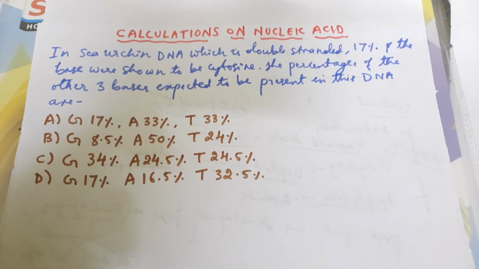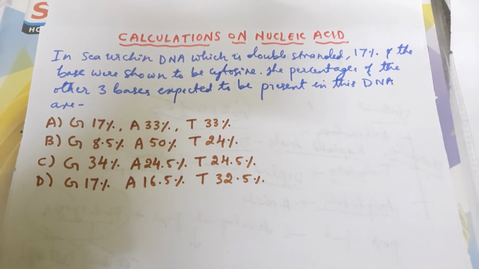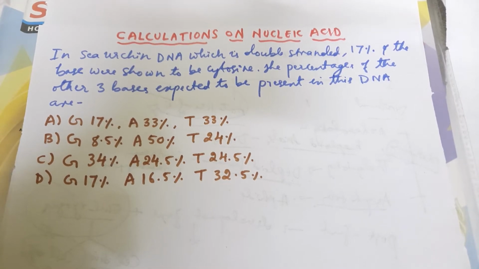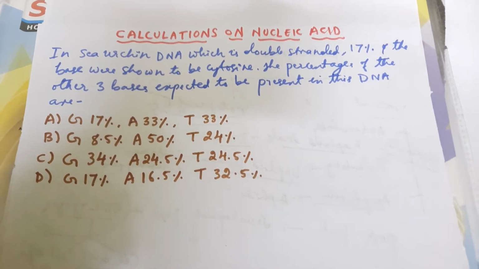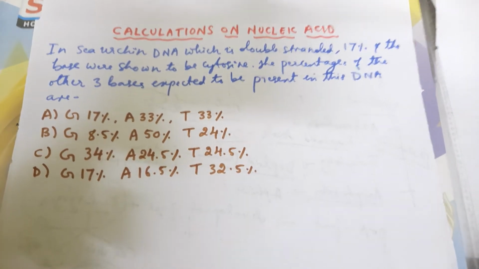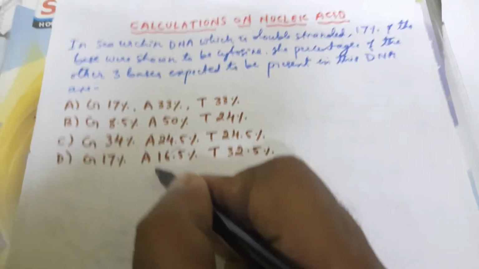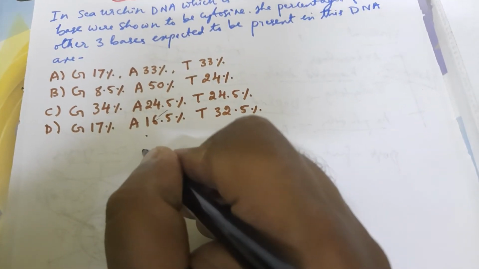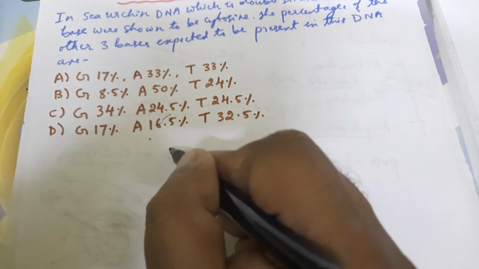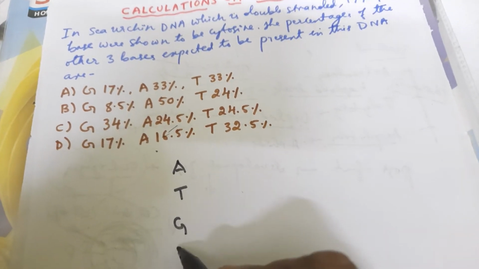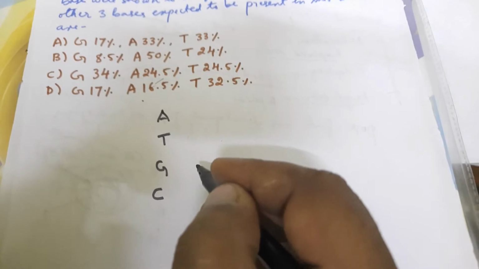You just concentrate on the question. In sea urchin DNA, which is double stranded, 17% of the bases were shown to be cytosine. The percentage of the other three bases expected to be present in this DNA are? So here, they have already given the percentage of cytosine, because you need to understand that there are four nitrogen bases: adenine, thymine, guanine and cytosine.